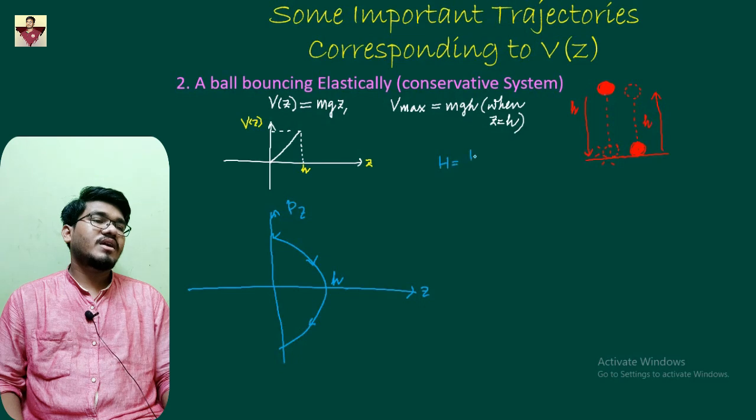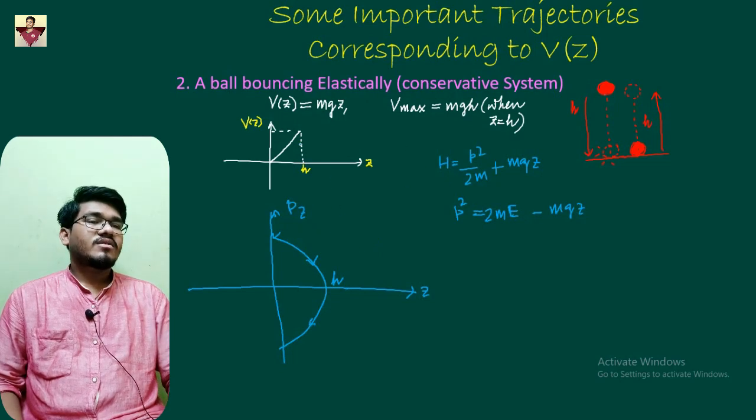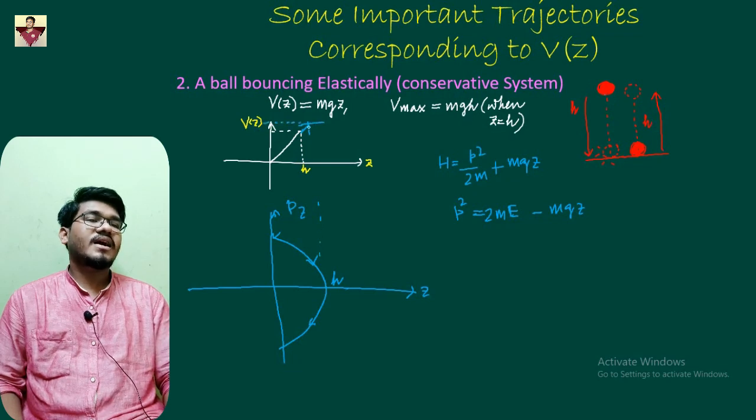If you plot p square by 2m plus mgz, then you will obviously find that p square is 2m into E minus mgz. So this is like a y square equal to 4x curve, so it will be parabolic. So if this corresponds to a certain energy, let's say the curve is here, h is here, then p will be 0 when the energy line cuts this line. So if you have considered an energy line here which corresponds to h, then p is 0 at the intersection.